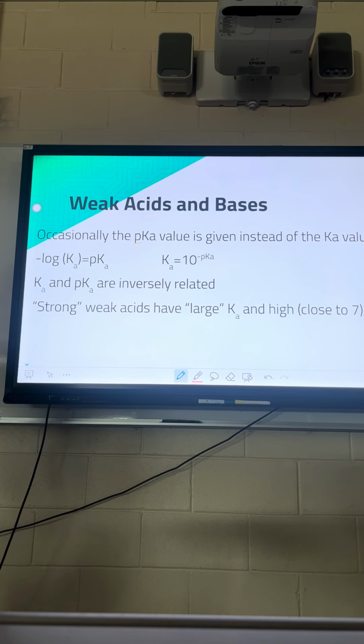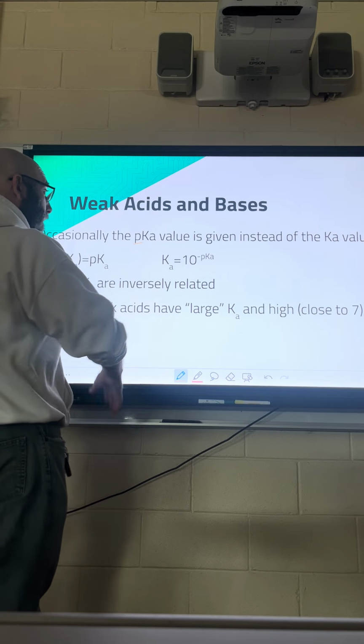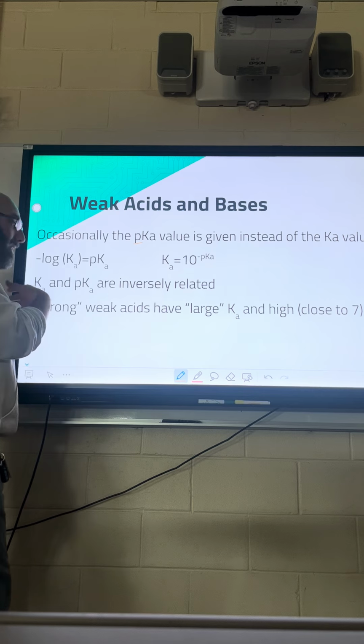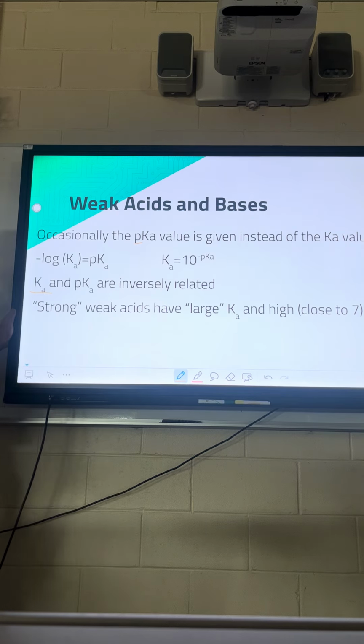So, in my humble opinion, if you ever have to compare things, just get everything to K. To me, K makes sense. It's not opposite. If K is big, you're strong. If K is small, you're weak. I like that much easier. It's not inverted.